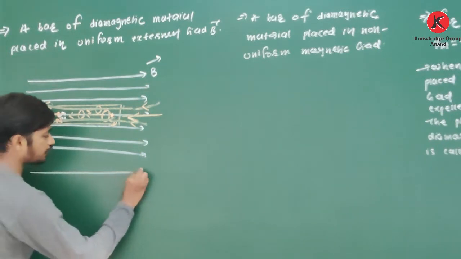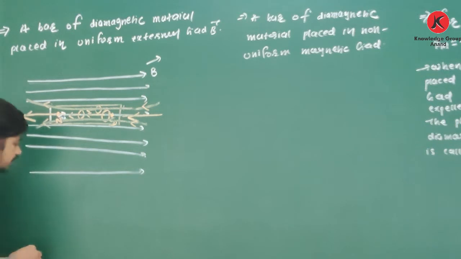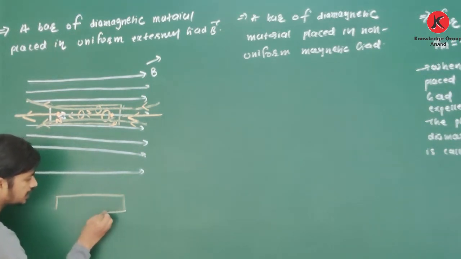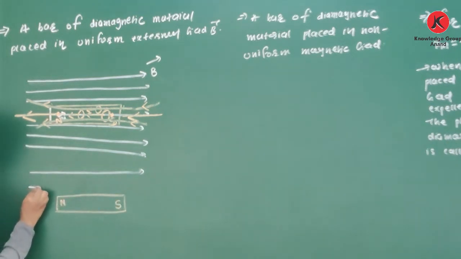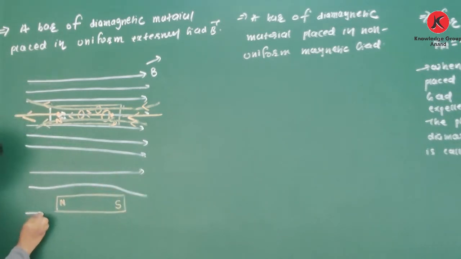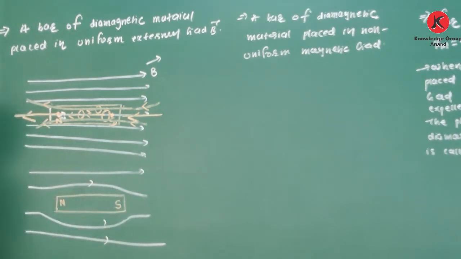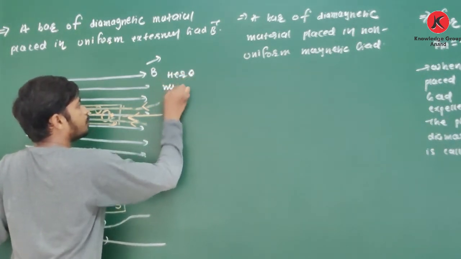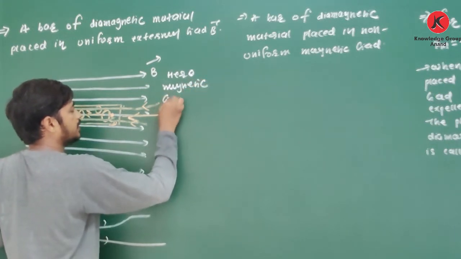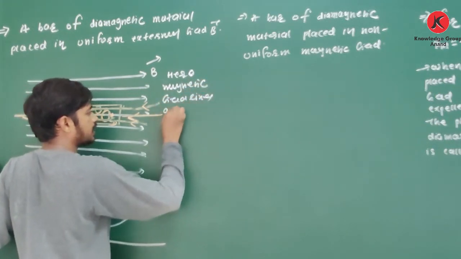Okay, so yes, I can draw another figure. If it is a diamagnetic material, it becomes a north pole here and a south pole here. So yes, in this region the magnetic field decreases. Clear about this? Or we can say magnetic field lines are repelled. Yes or no? Yes, so here the magnetic field lines are repelled.